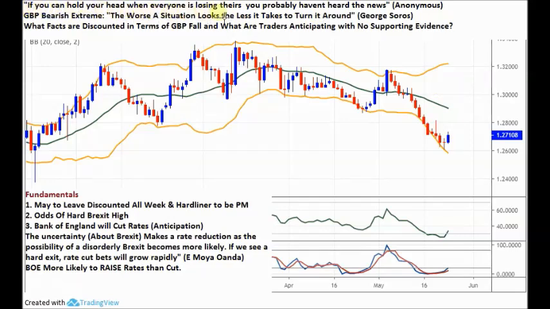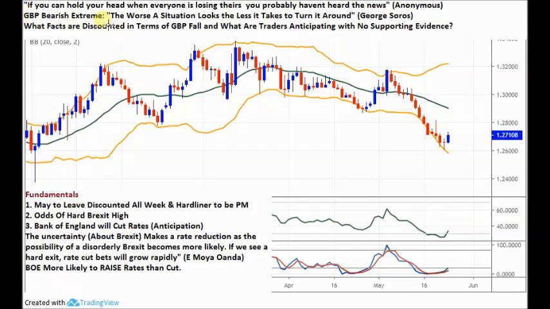Now, up the top, I've started with a quote: If you can hold your head when everyone is losing theirs, you probably haven't heard the news. It's an anonymous quote, but it's very relevant to what we're talking about here, because in my view, people are losing their heads when they're looking at the news in relation to the British pound and seeing it falling far lower when a turn is likely. We've got a blue candle on Friday, but I think we could really gain traction to the upside, which I'll come back to in a moment.